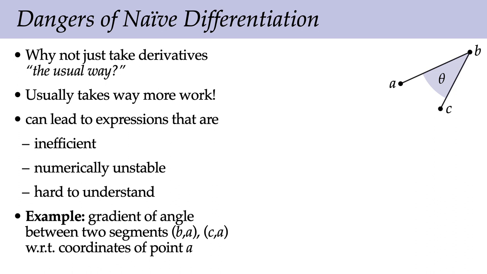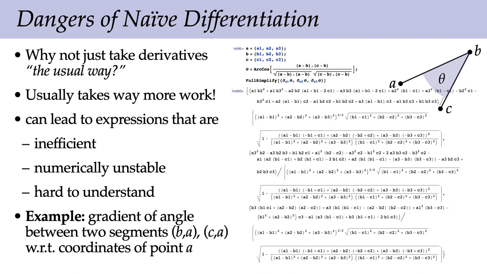So this is actually an example that I worked out in Mathematica, which will take all these derivatives for me and will do a lot of pretty sophisticated simplification for me. Right? So I wrote down the 3 points, I wrote down an expression for the angle theta, and then I asked Mathematica to simplify the expression for the gradient. And out comes this whole mess of symbols, even after doing as much simplification as it possibly can.